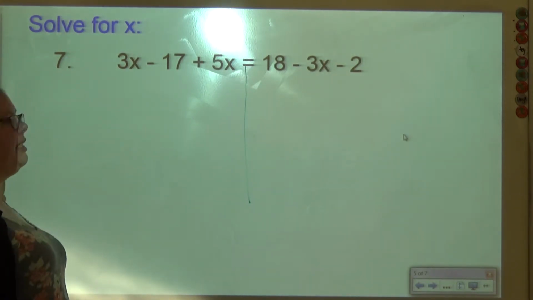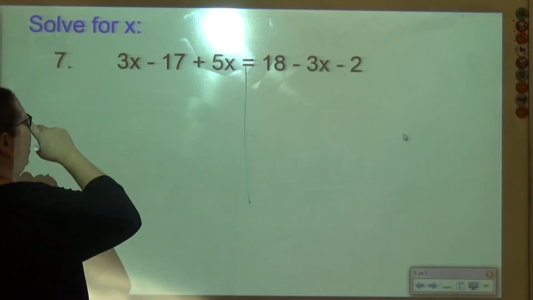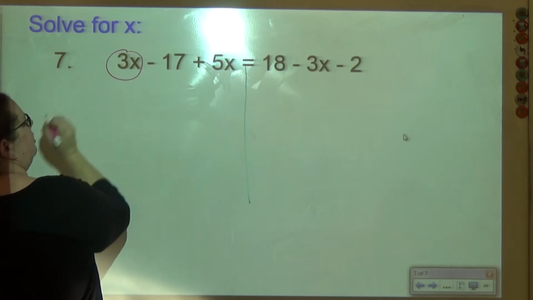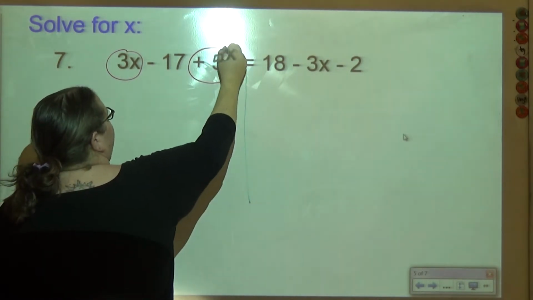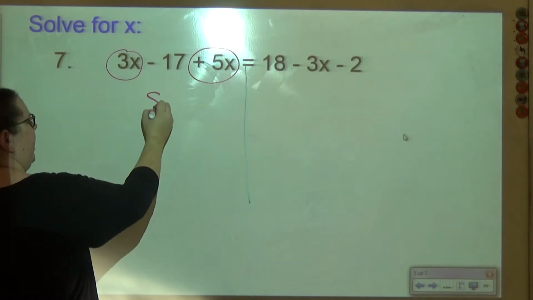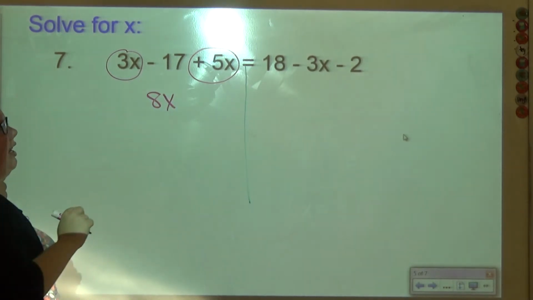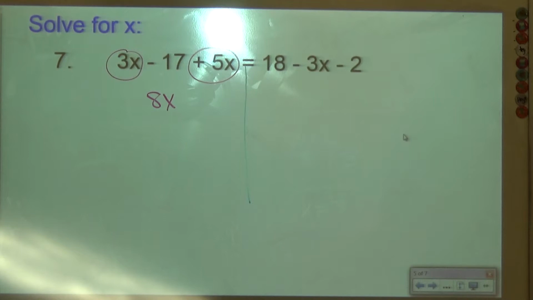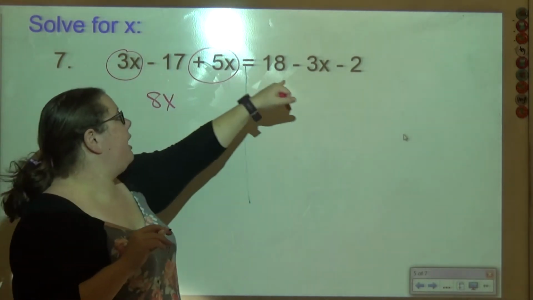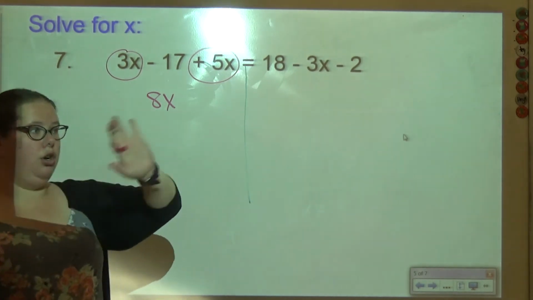So on the left side of my equal sign, I can put stuff together over here. I have 3x and I have positive 5x. If I put those together, I get 8x. Can that negative 17 go with anything? No, because remember, only this side. We can't combine stuff across the line. No crossing the line.